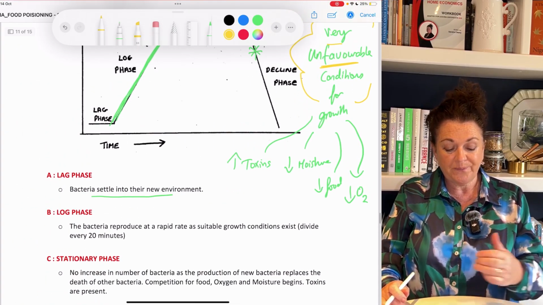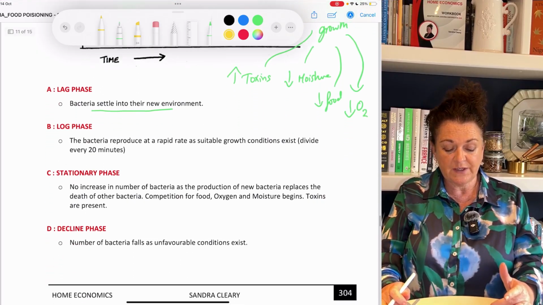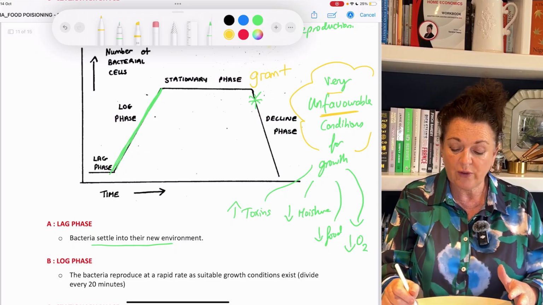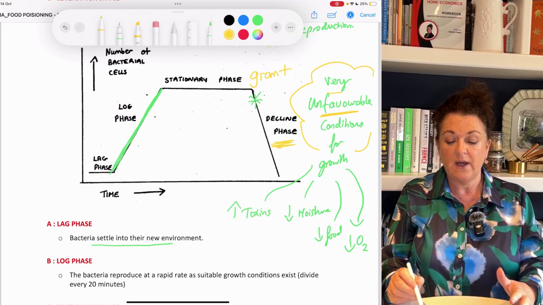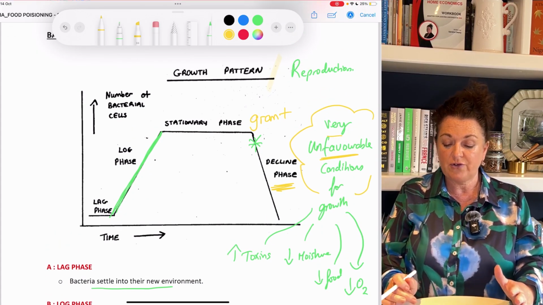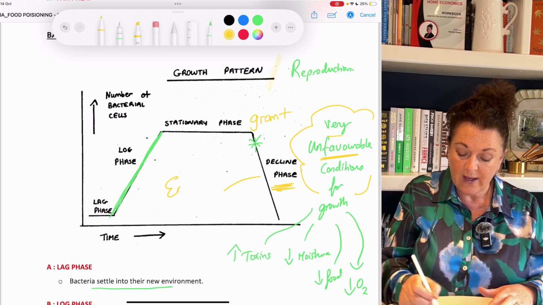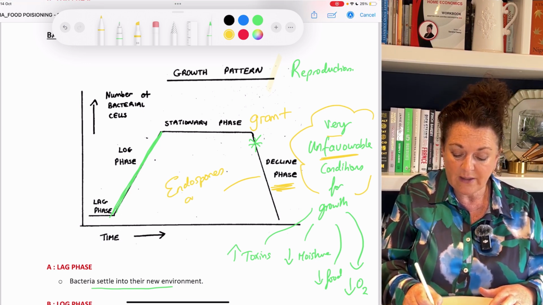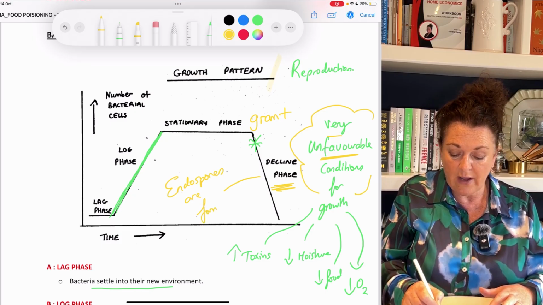So there's our log phase, stationary phase, decline phase. It's just good to know that during the decline phase of the growth pattern of bacteria, this is when endospores of gram-positive bacteria are formed.